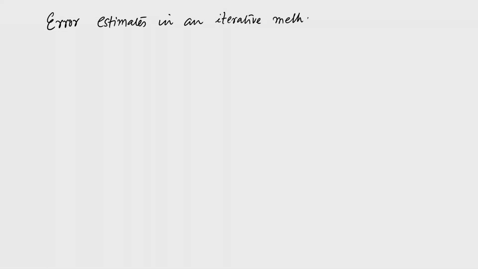So, let us discuss now how errors actually propagate, or rather how they reduce as we take on an iterative method. It could actually increase or decrease depending on certain situations, that also we will see. So, let us say that we talk about error estimates in an iterative method. And we give a very simple example.